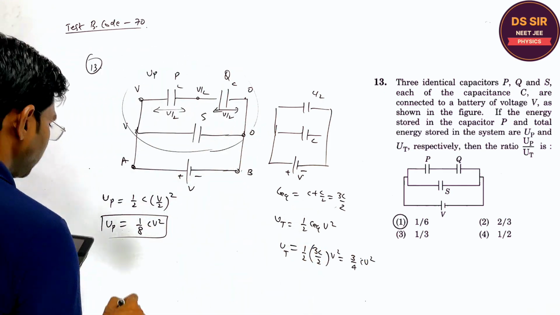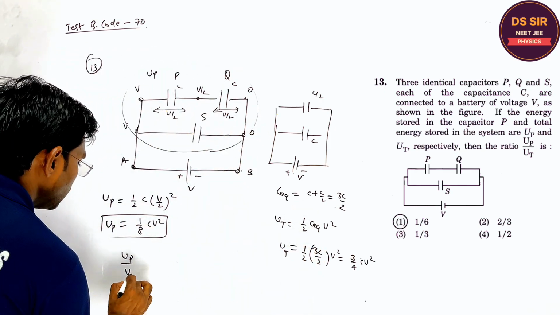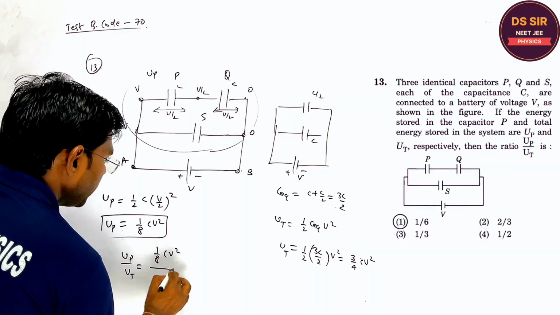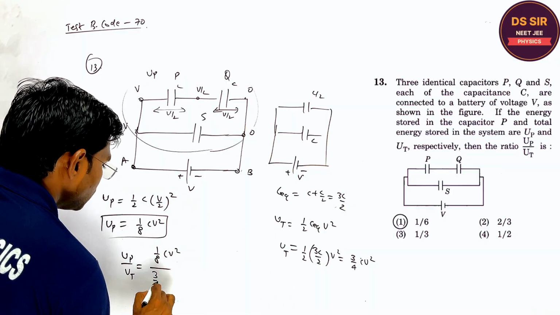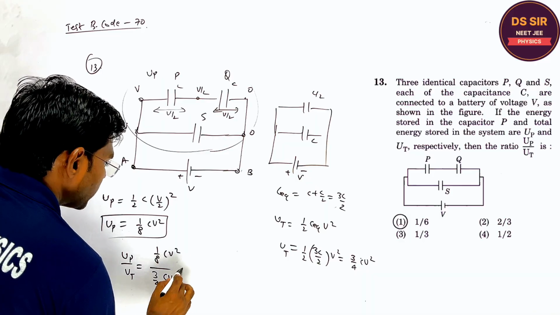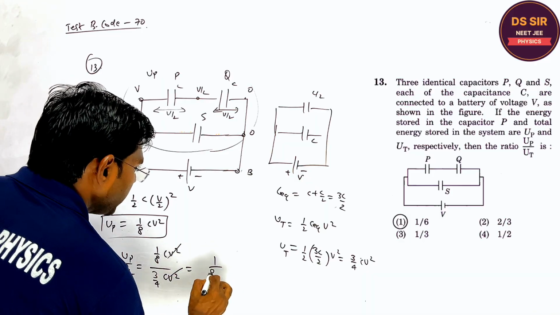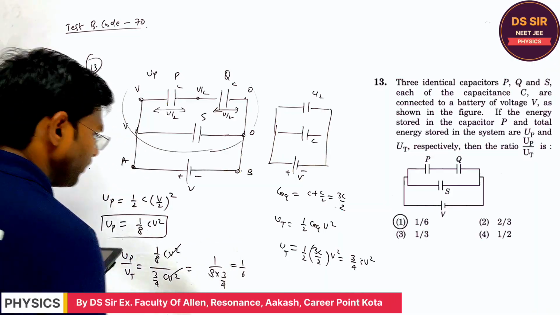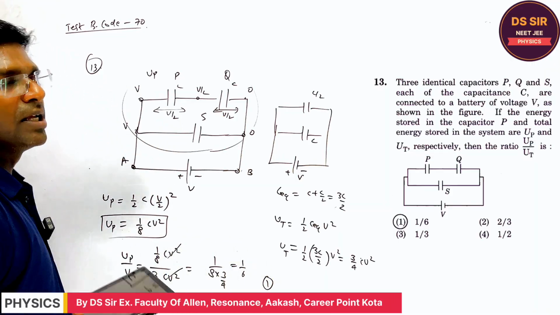What they are asking is the ratio of UP and UT. So this is 1 by 8 CV square upon 3 by 4 CV square. CV square will cancel out. 1 upon 8 into 4 by 3 is equal to 1 by 6. So the ratio is 1 by 6 and the first option is the correct option.